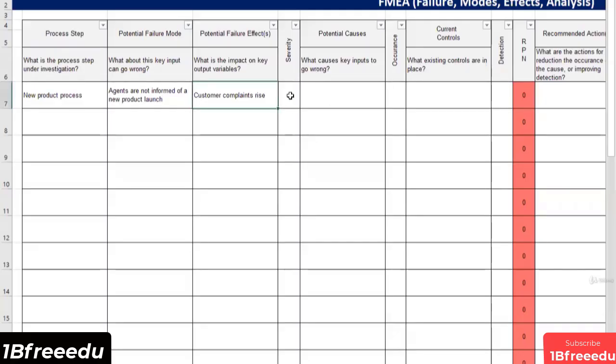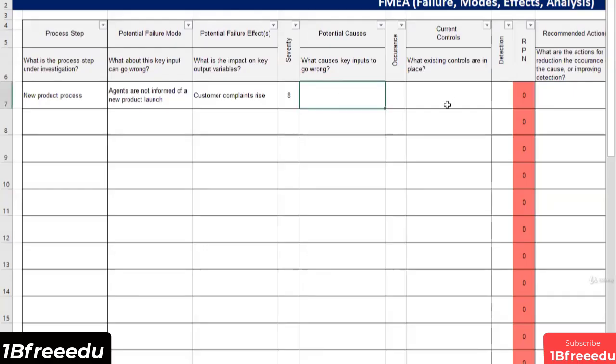So for our example here, we could say severity, we could rank it at, say, 8, right? We know customer complaints are going up. This is going to cause a big issue for us because obviously if customer complaints go up, we could end up losing customers and losing a customer base, which reduces sales. So actually the severity here is quite high.